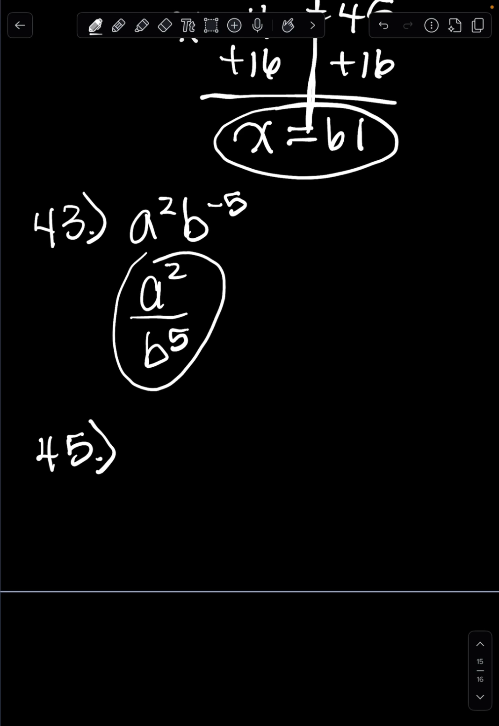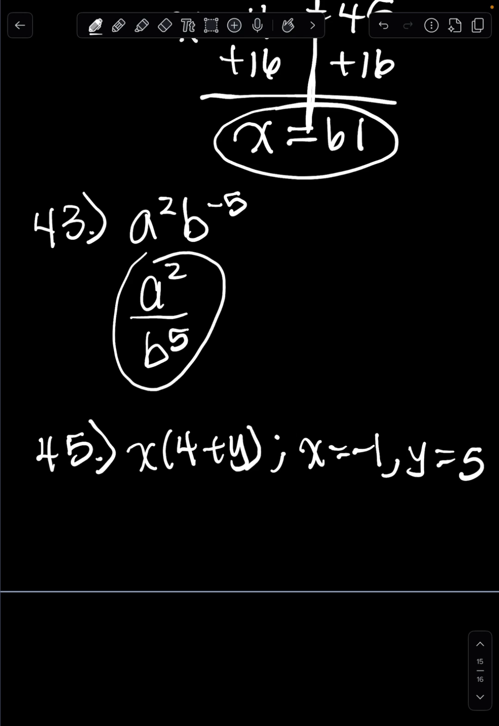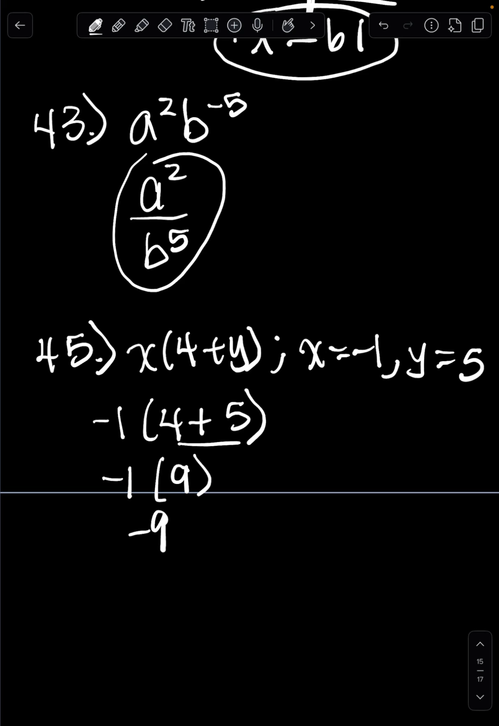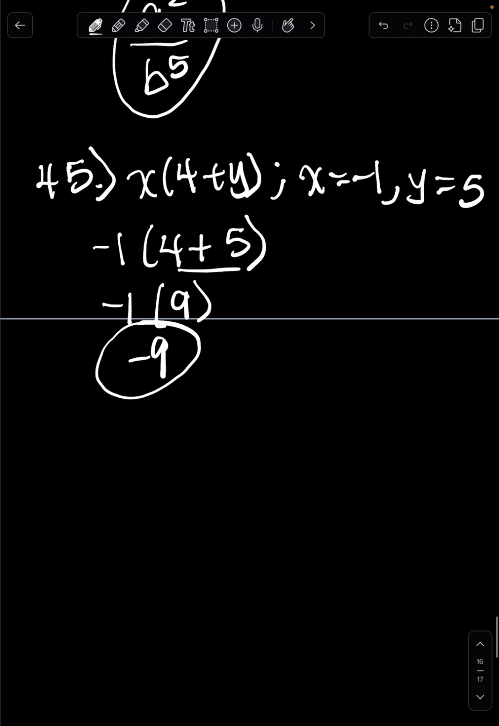Number 45. Evaluate each expression. X times the quantity 4 plus y, when x equals negative 1, y equals 5. Okay, so x is negative 1 times the quantity 4 plus y, which is 5. Do the inside here first. So we have negative 1 times 9. The answer is negative 9. And 47.